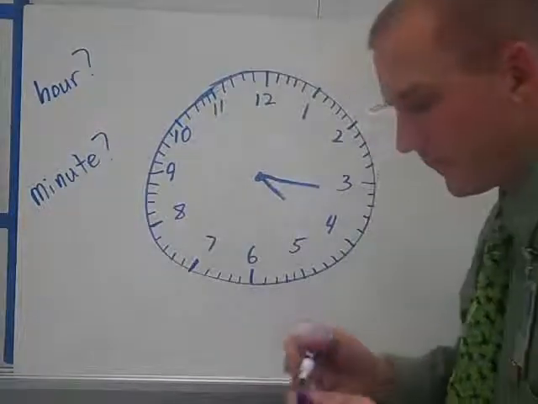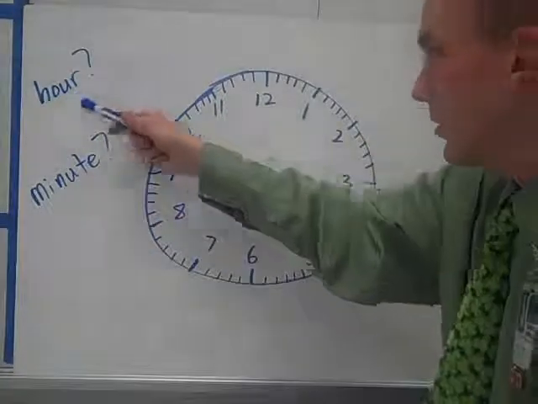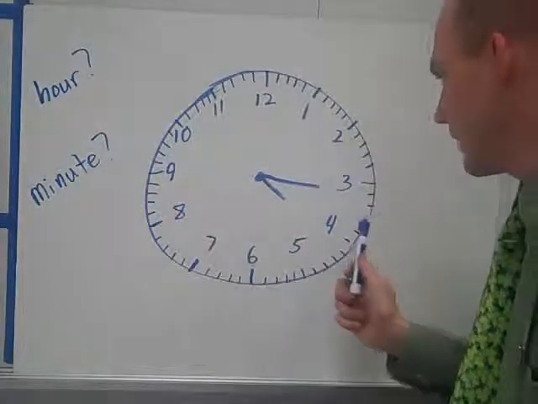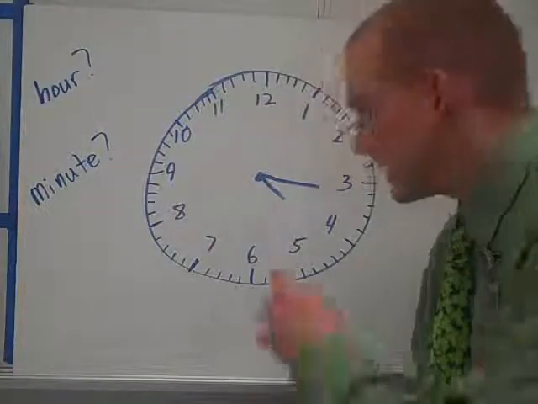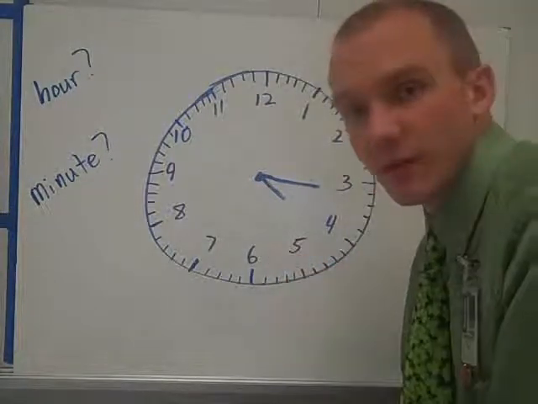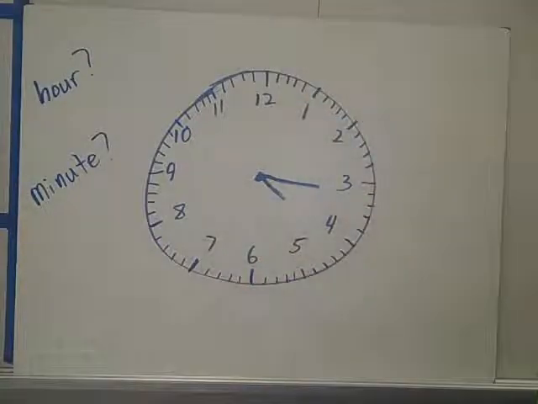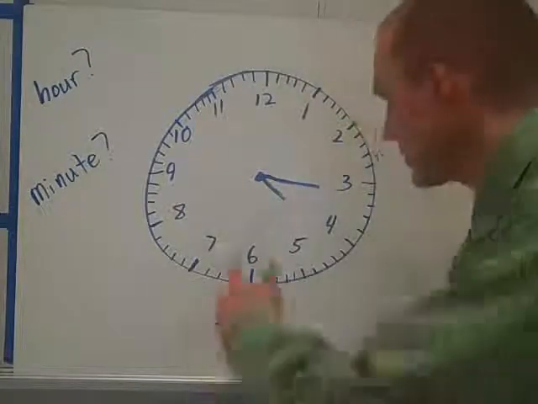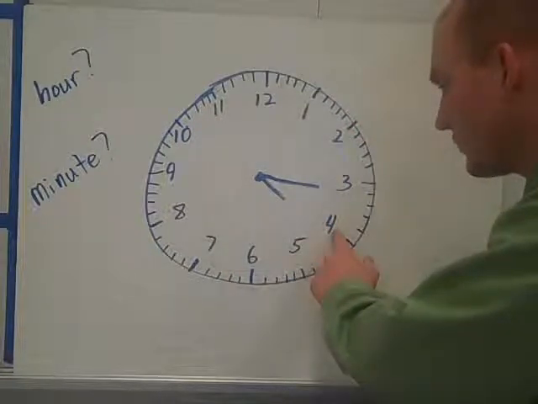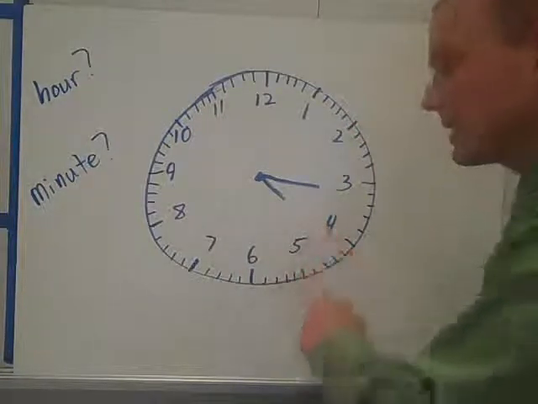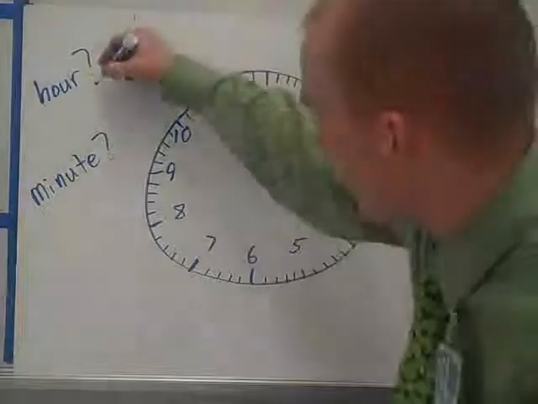Let's try it again. Look at the hour hand, look at the minute hand. Pause the video now, take a look at the clock, see if you can figure it out. Play it and check your work against mine. Alright, so the hour hand, you look here. It's after the 4, before the 5. It's not to the 5 yet, so it's still 4 o'clock.